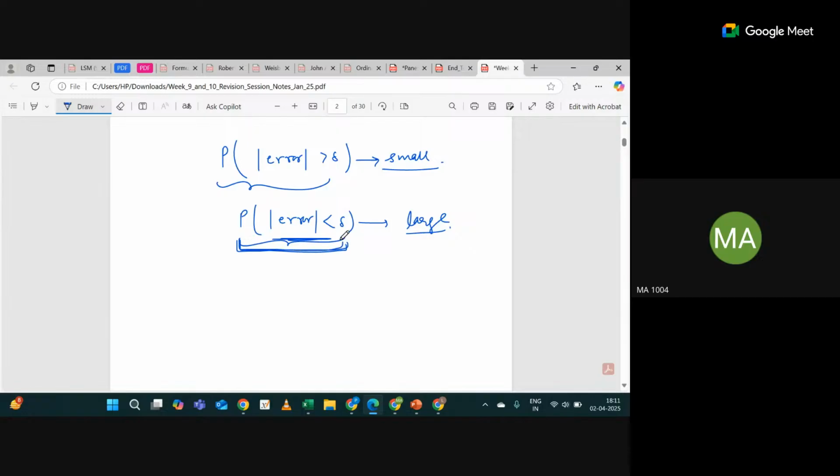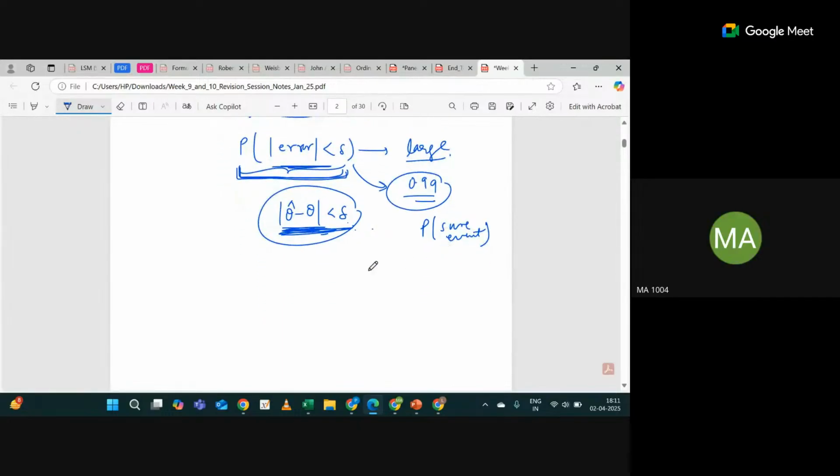Because the probability of a sure event is one, correct? So large means, suppose, something like 0.99. This means the absolute difference is less than a very small quantity. You are sure that the absolute difference is very small and the probability is large. Are you getting the idea?